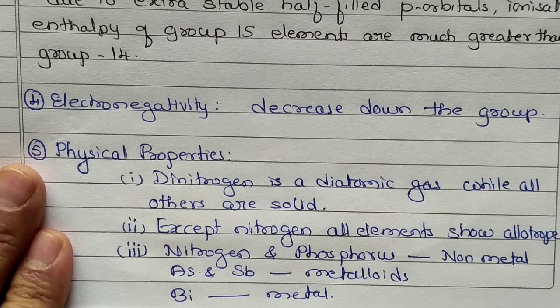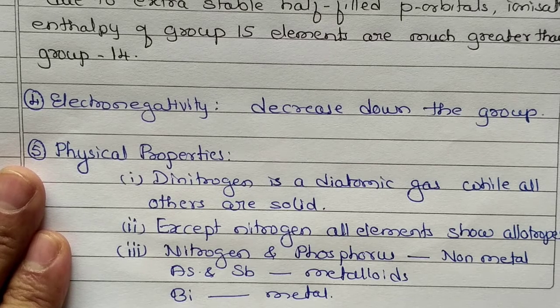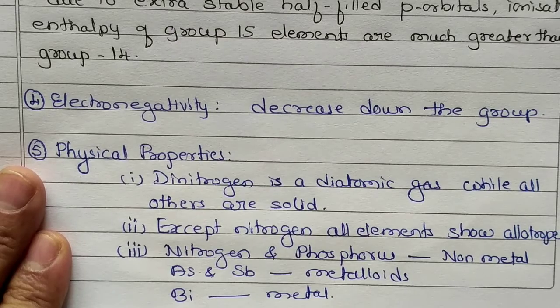Now let us go to how these elements occur in nature, in which form. So nitrogen, phosphorus, arsenic, antimony and bismuth, how do they occur in nature? Let us take nitrogen first. In the atmosphere, about 78% of nitrogen is there by volume, that is in the gaseous form. But nitrogen can also exist in another form in the earth's crust.